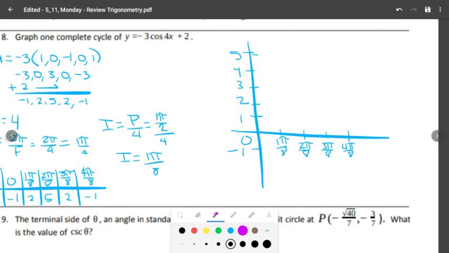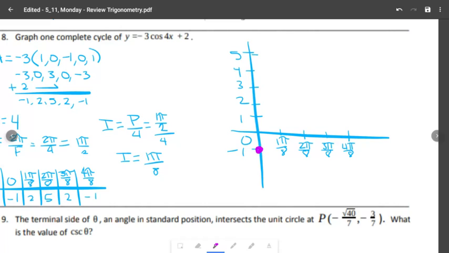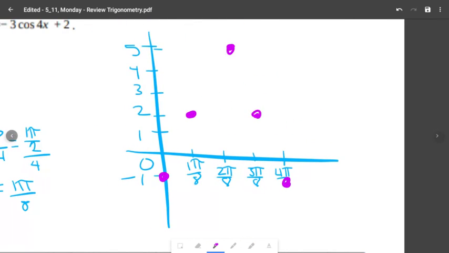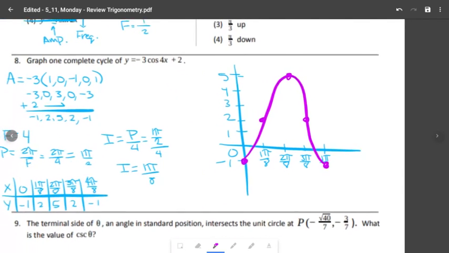And then we're going to plot our points. So at 0, we're down at -1. 1 pi over 8, we're at 2. 2 pi over 8, we're up at 5. 3 pi over 8, we're at 2. And 4 pi over 8, we're back down at -1. Connect with a curve, no straight lines, and there is your graph for question 8.